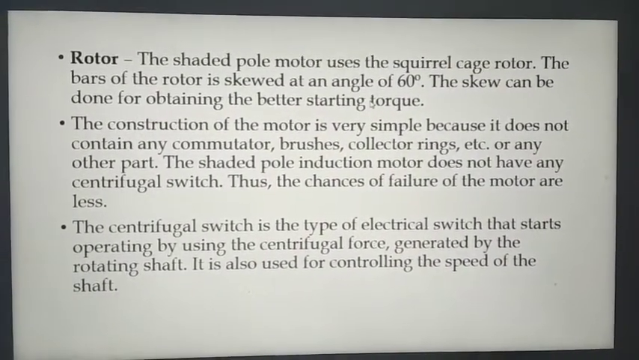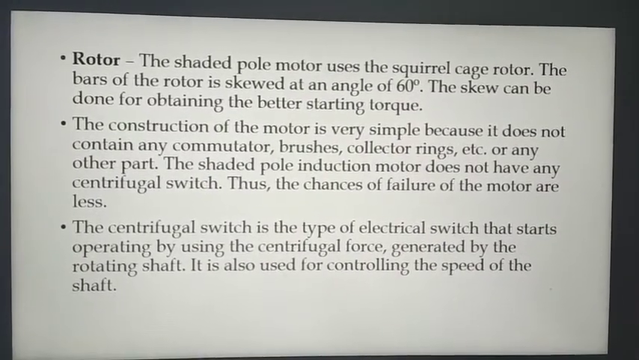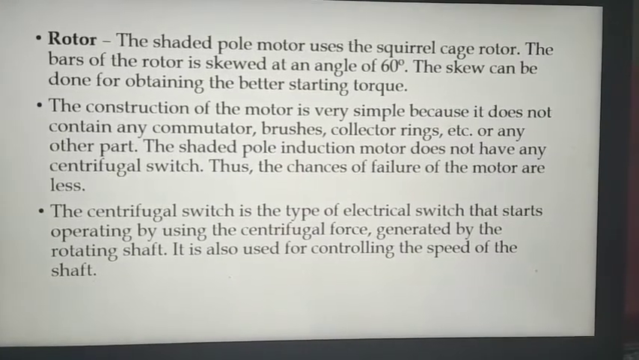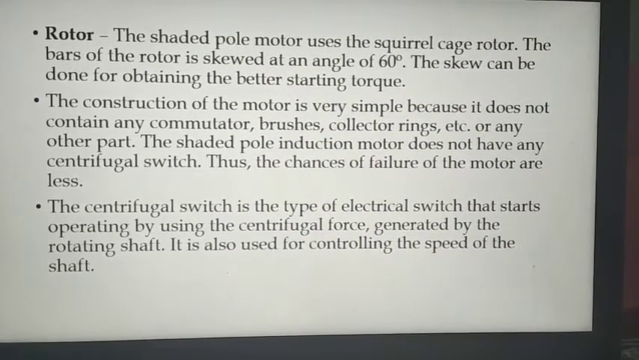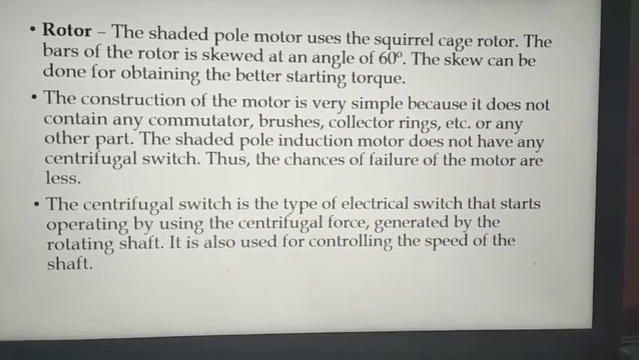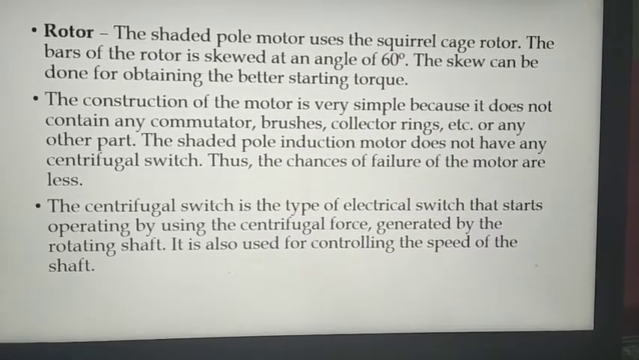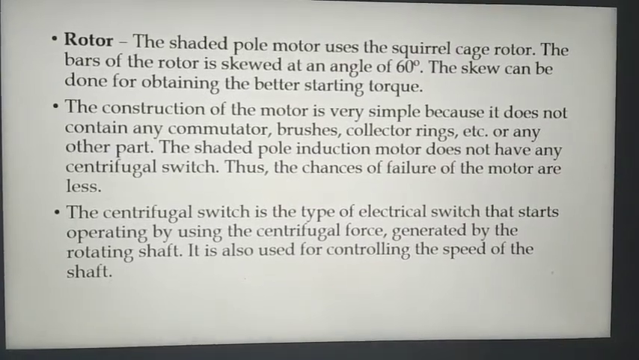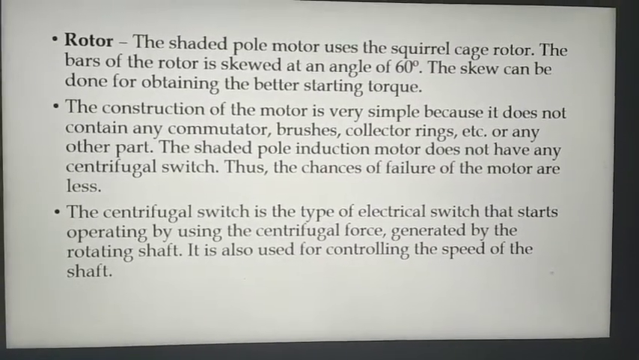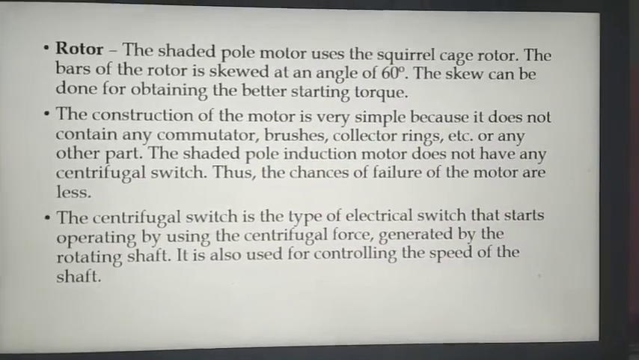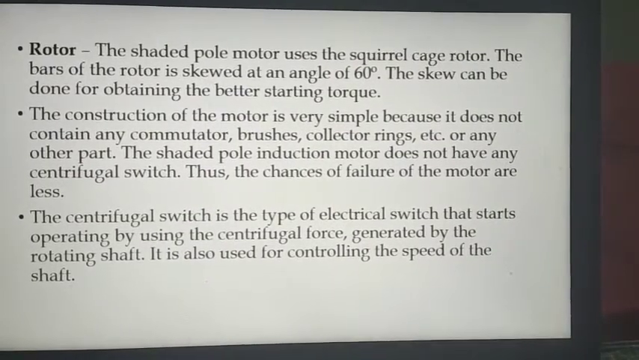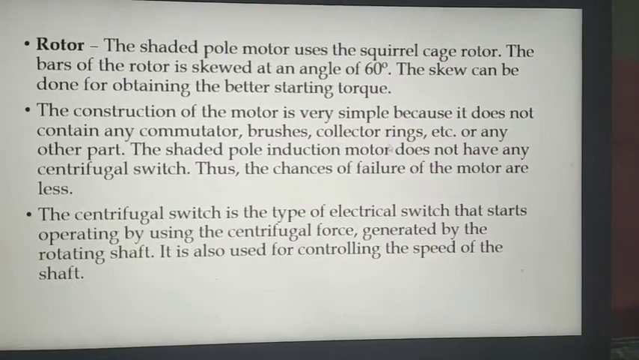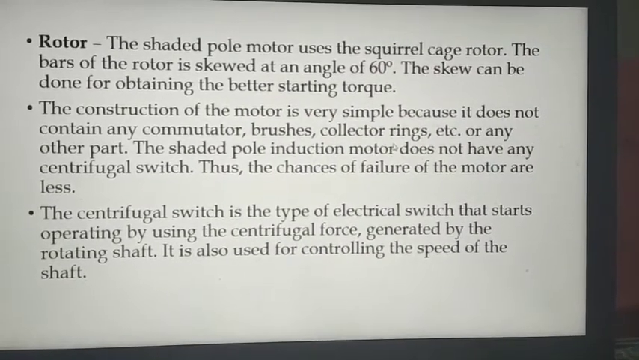For better starting torque, we can take the example of the DC series motor. In this DC series motor we have high starting torque. High starting torque means it will be used for lifts and conveyors, where the load is applied initially. The construction of the motor is very simple because it does not contain any commutator, brushes, collector rings or any other extra parts.